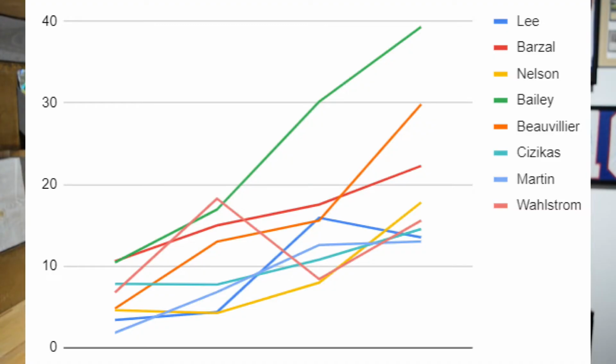Now you'll see it's only forwards here. I should have mentioned that. I didn't bring defensemen into this. That complicates things a little bit more, so I just kept it to forwards.